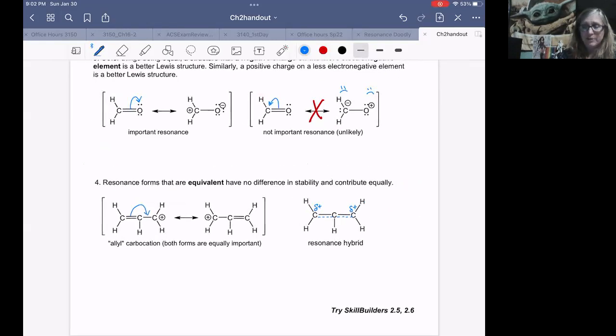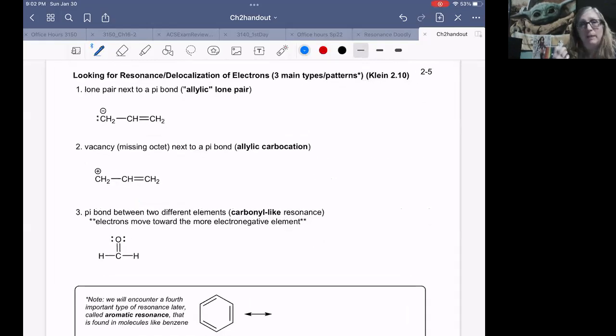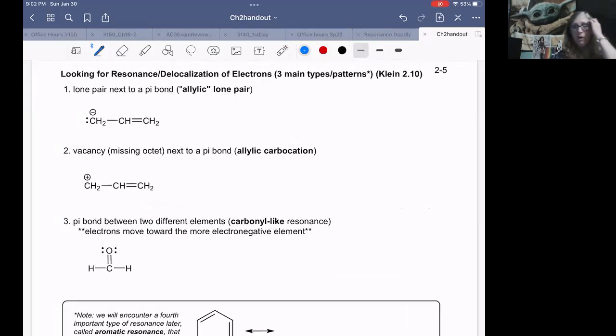All right, so what else do we want to be able to do if we're going to be drawing resonance forms? How can you identify when resonance is going to happen? Turns out that there's a handful of patterns that we're going to keep an eye out for that are really important in identifying that resonance is going to happen. So here's a few things to look for. One of them can be described as an allylic lone pair, when we have a lone pair that's next to a pi bond. So the word allylic means next to a pi bond.